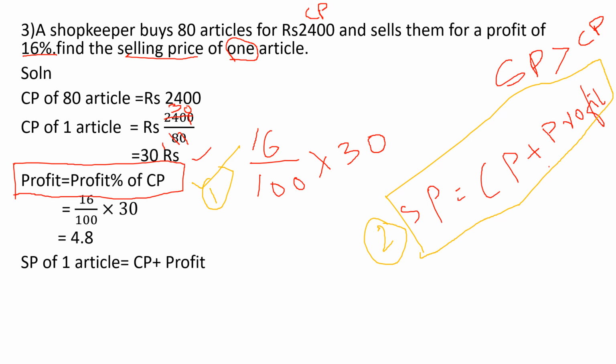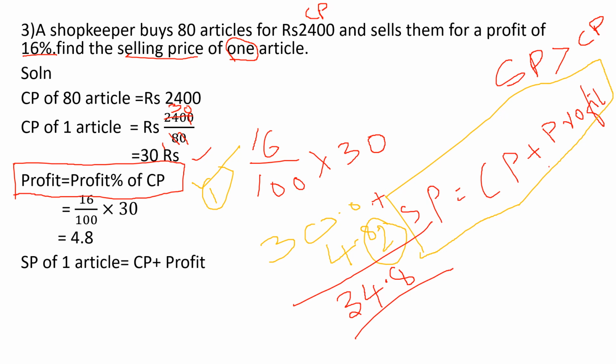What is cost price here, children? 30. And what is profit? 4.8. So how will you write 4.8? 4 and here 30. You can put one decimal point and add one zero, no problem. Then 4.8. Addition, right? 0 plus 8, 8. 0 plus 4, 4. Don't forget this point again. Next 3. So 34.8. 34.8 is the selling price of one article.